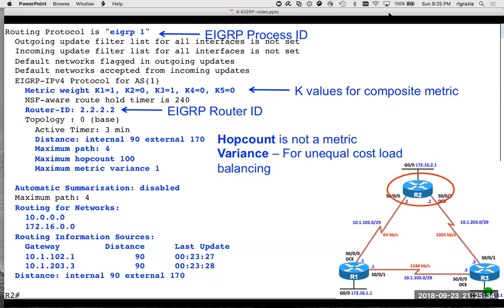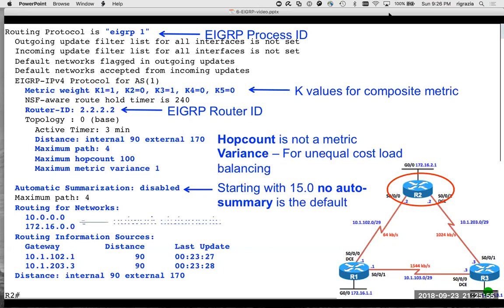That has nothing to do with the metric, but it is sent in the routing update. We have something called variance. Let's not worry about that, but I show it. It's for unequal cost load balancing. Okay, very cool. Also, if there's any summarization, which is disabled by default with 15.0, it shows us that, and it shows us which networks we're routing for when we did this with our network statements, and who our neighbors are. Some good information there.